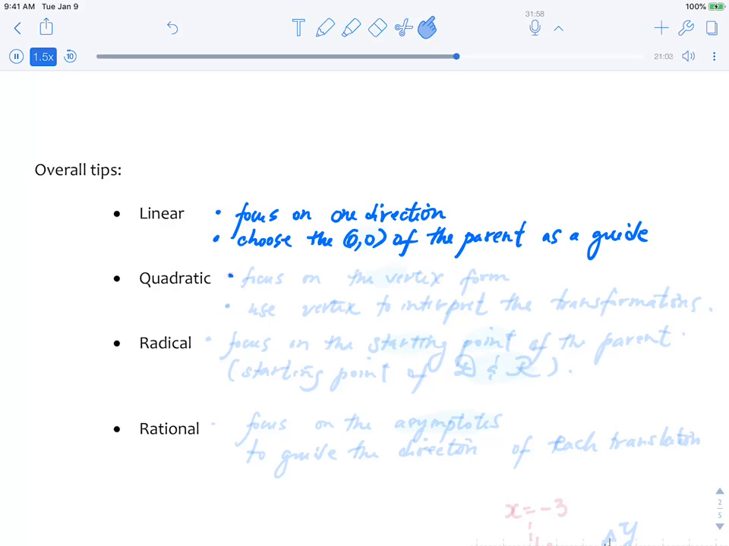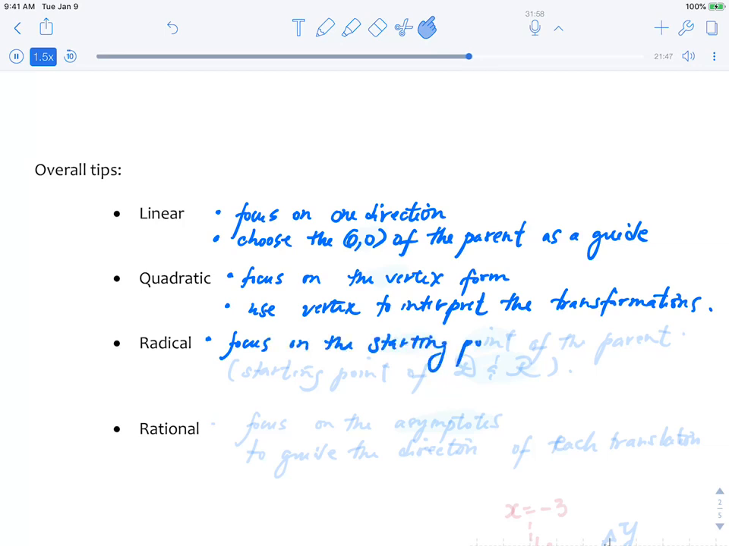For the quadratic, what did we say? What was the main point there? Yep, that's right, put it into vertex form. So focus on the vertex form, and use the vertex to interpret the transformations. Okay, for the radical, we're focusing on the starting point. So the starting point of the parent, or you can think of it as the starting point of the domain and range.